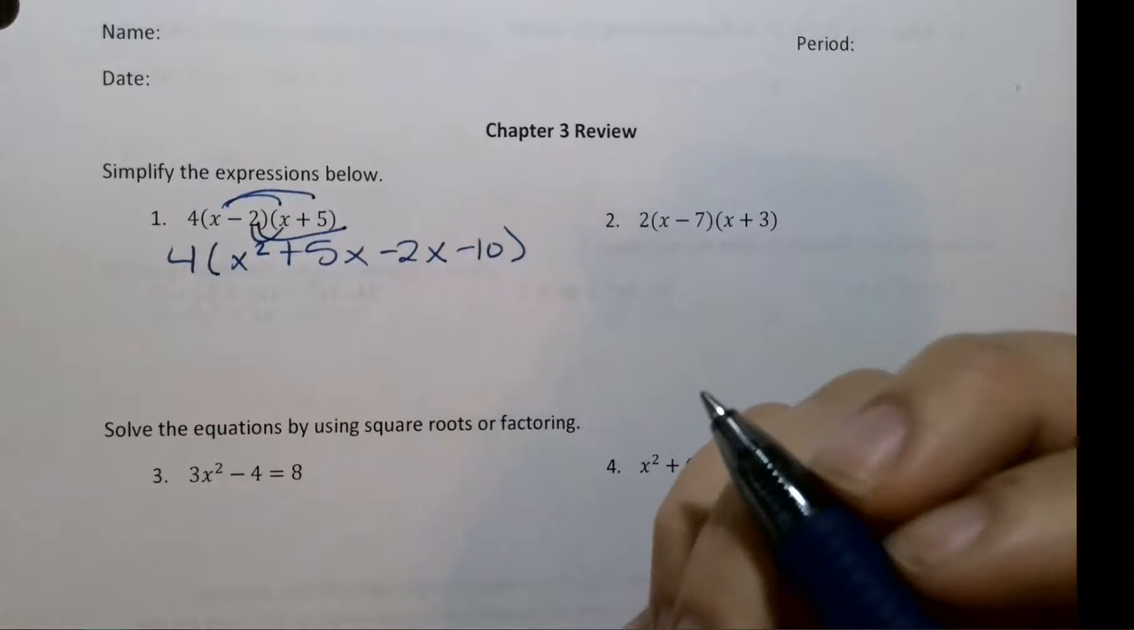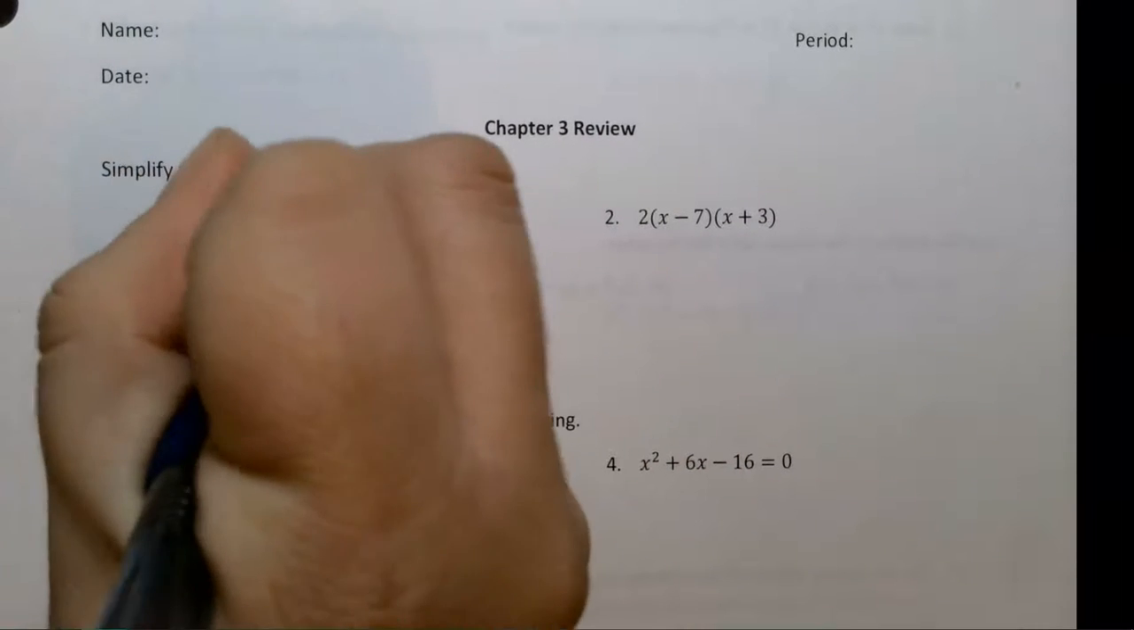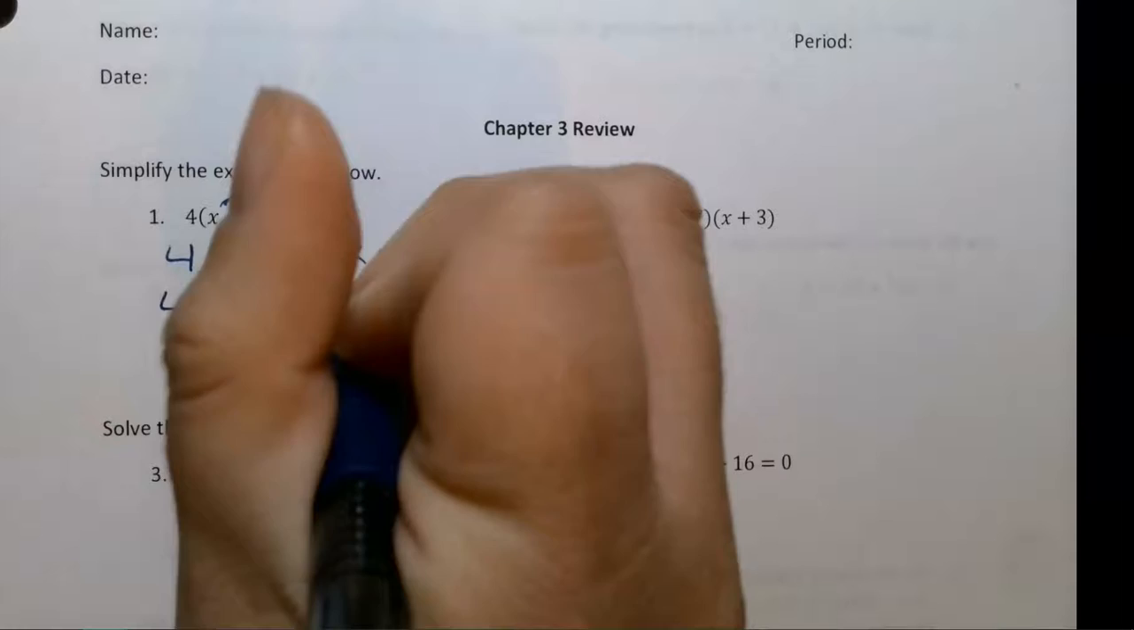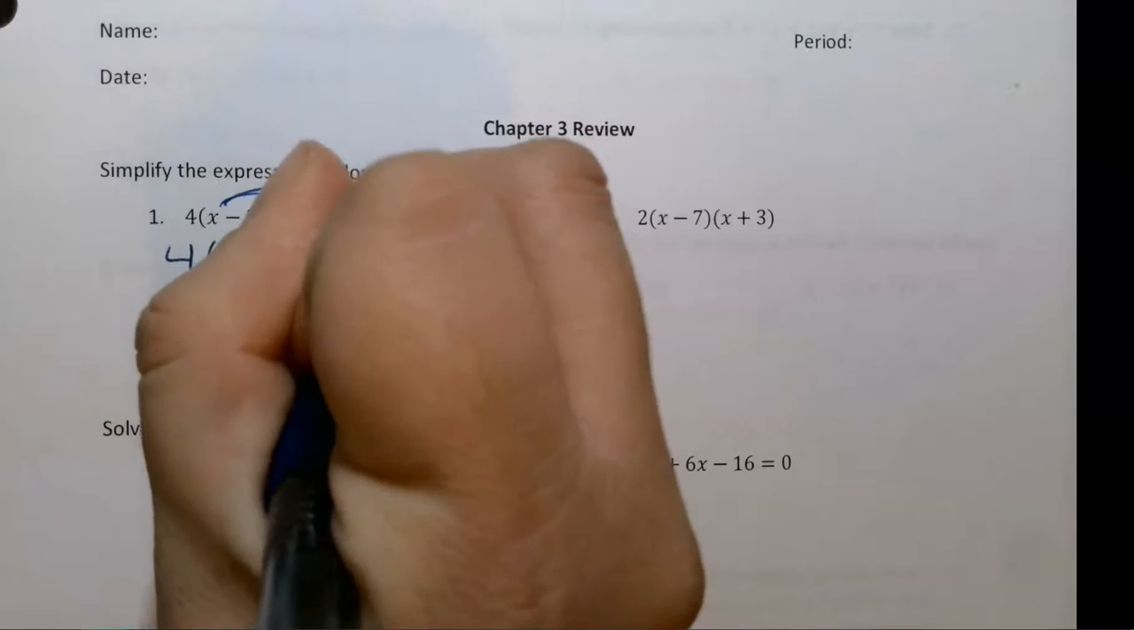Then I want to go ahead and combine like terms inside the parentheses. So I'm going to have 4 parentheses x squared, 5 minus 2 gives me 3.